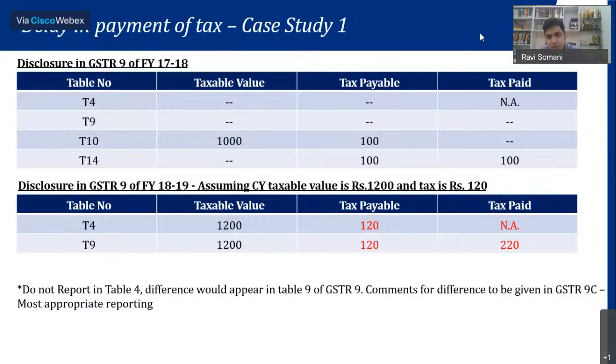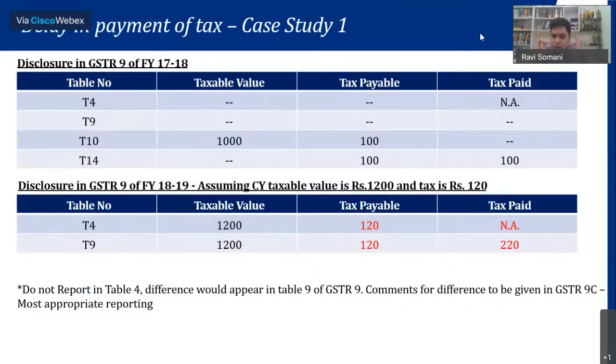So if you see the below table, it looks as if the tax payable is 120 in the 3B of 18-19, but the tax paid is 220. But that 220 is not excess tax paid. It is basically the 100 rupees of 17-18 which was paid in 18-19. So the question that comes is, sir, whether this also should be disclosed in the taxable value. The answer is no, and there is a categoric circular also released in this regard. You need not disclose all these things.